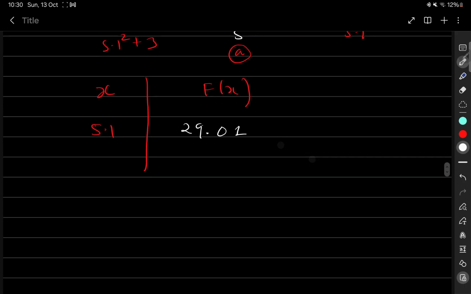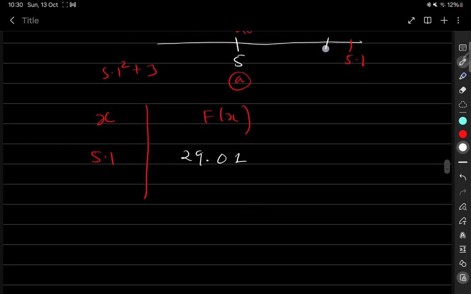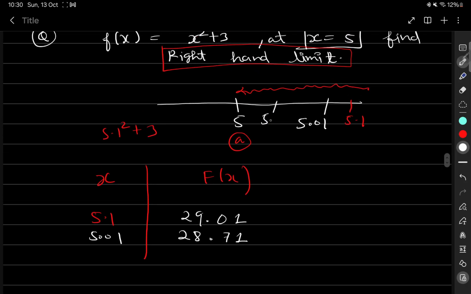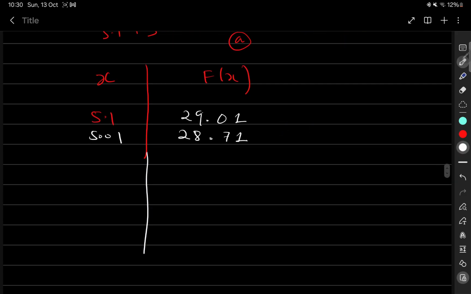29.01. Okay, if I take a closer value like 5.01, I will get 28.71 something. I already calculated these values. Now if I take 5.00001, a more closer value to 5, like 5.0001, I'll get something like 28.0001.